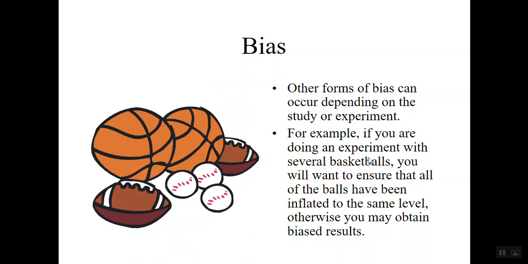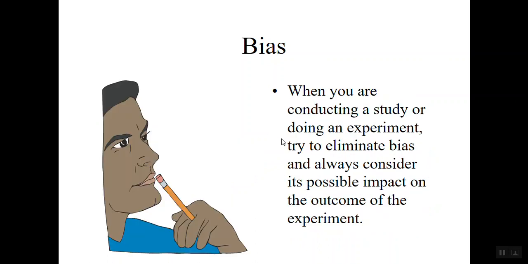For example, if you're doing an experiment with several basketballs, you will want to ensure that all of the balls have been inflated to the same level. Otherwise, you may obtain biased results. When you're conducting a study or doing an experiment, try to eliminate bias and always consider its possible impact on the outcome of the experiment.